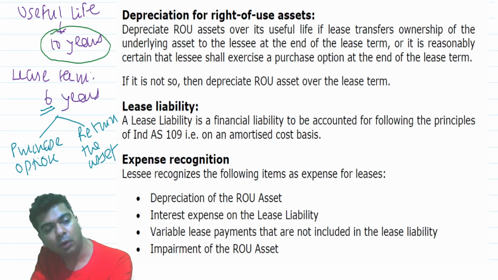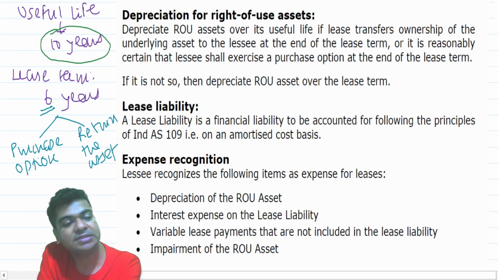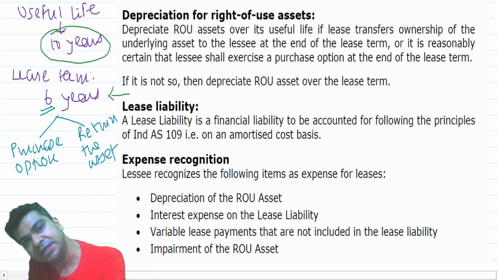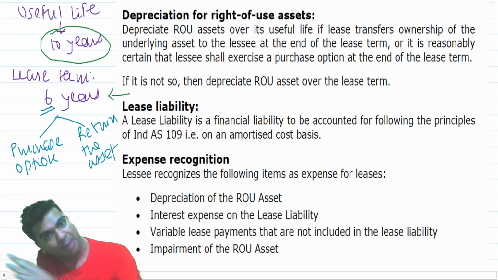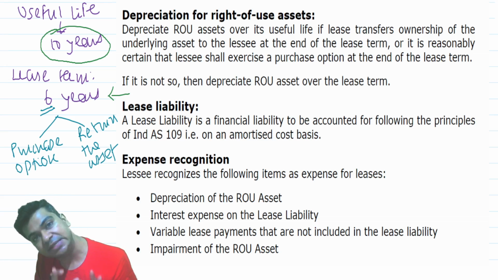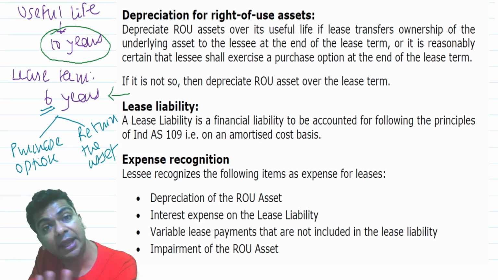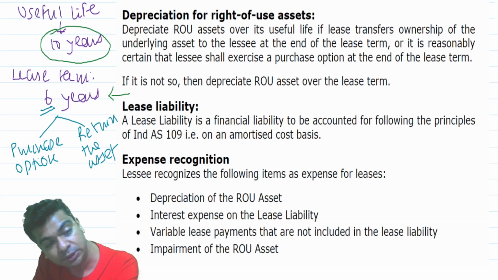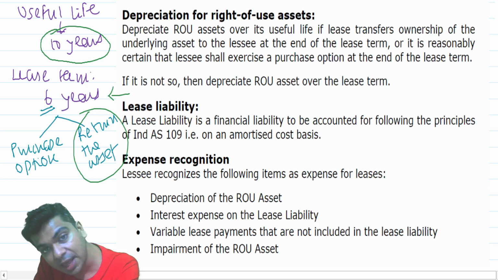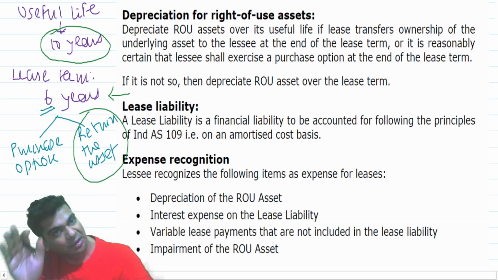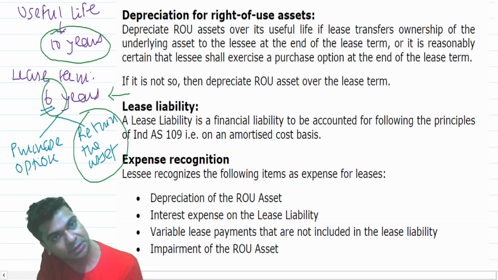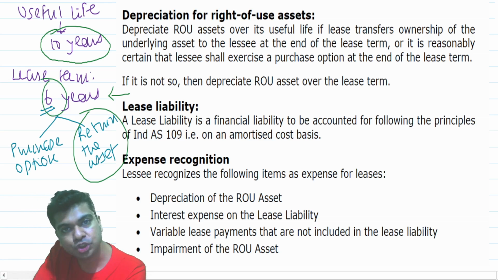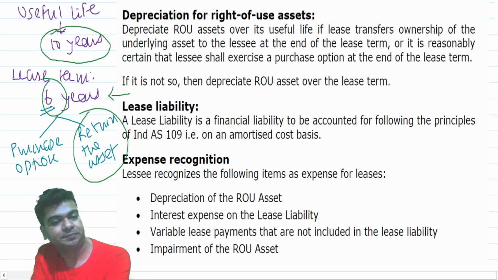Getting it? Okay. You are entering into a lease agreement for 6 years. At the end of the 6th year, you are given a purchase option. But I am reasonably certain as a lessee that I will not exercise that purchase option. I will return the asset back to the lessor. So this asset will remain in my books for 6 years. I should provide depreciation for 6 years.